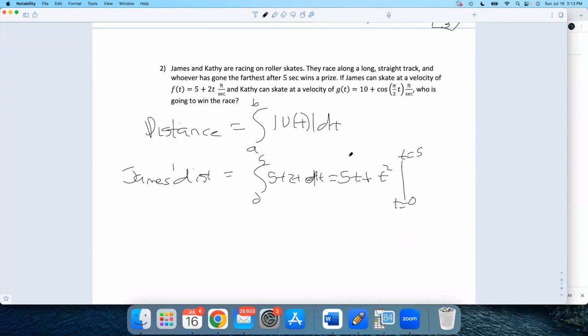Now you can check this. How do you check this? Take its derivative and see if you get this back. The derivative of 5t is 5. The derivative of t squared is 2t.